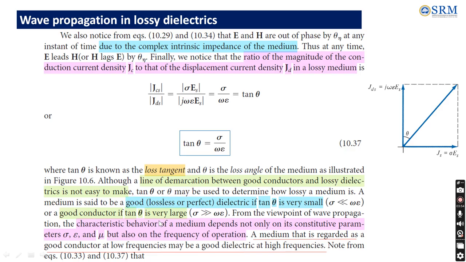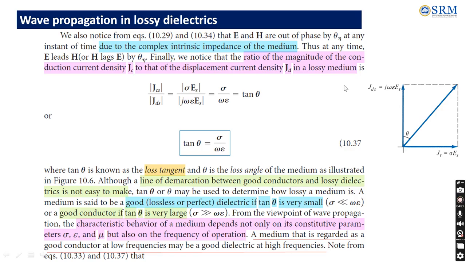We have to note one more thing. As a wave propagates, the characteristic behavior of a medium depends not only on the constitutive parameters like conductivity, permittivity and permeability, but also on the frequency of operation. Why do we say like that? Because a medium that is acting as a good conductor at low frequency may not act as a good conductor at higher frequencies. So the frequency of operation also is one of the parameters for a wave to get propagated.